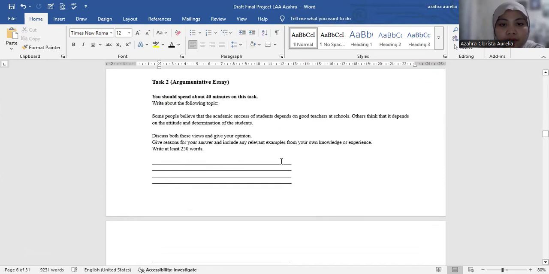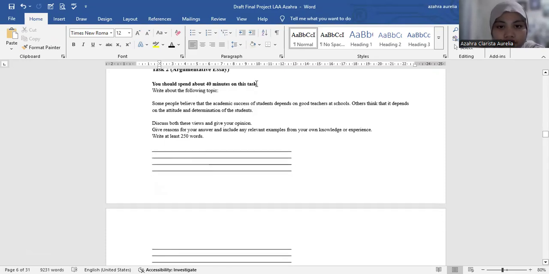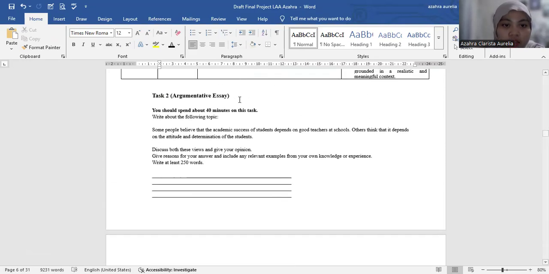And then, here is task two, that is argumentative essay for high order thinking skill. And this is a complex writing task, I think. And this is the task.